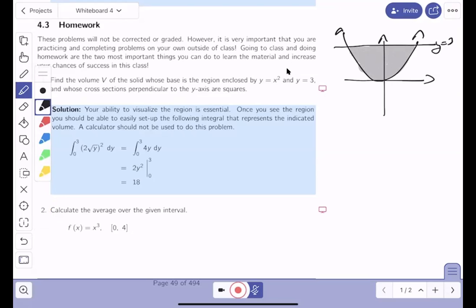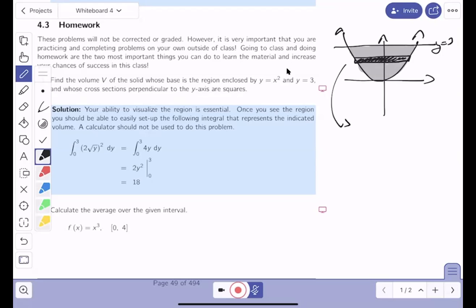Then they go on to say whose cross sections perpendicular to the y-axis are squares. Let me see if I can visualize that. What I mean by that is I'm going to draw a perpendicular, something like this over here. So what did I just draw there? I drew a rectangle, right? But now I've got to visualize what the square would look like. What would the square look like? Well, it would have this, right? You see that? And then I'll do something like this over here. That looks like a box to me now. Right, that's a box.